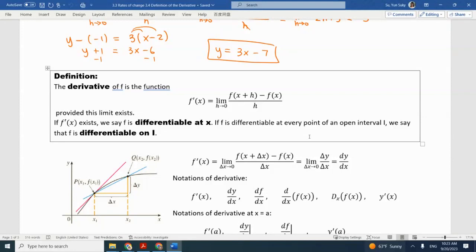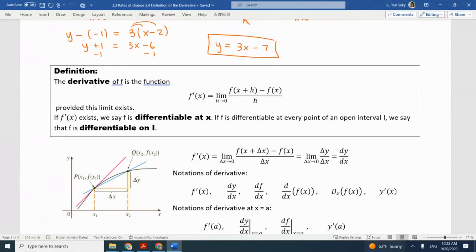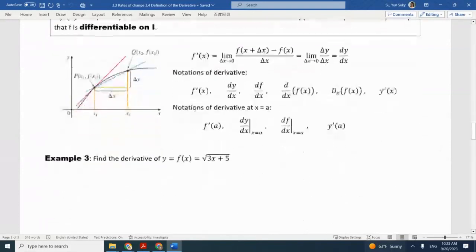All right. So let's see here. If this limit exists, we say f is differentiable at x. If f is differentiable at every point on an open interval, then we say f is differentiable on the interval. So here, this is the picture.